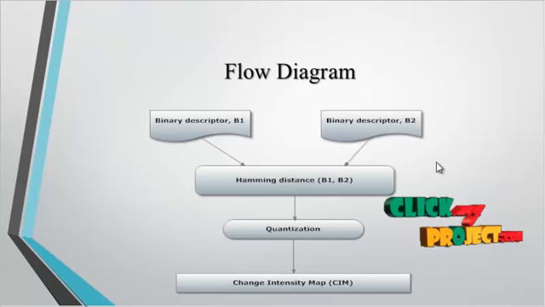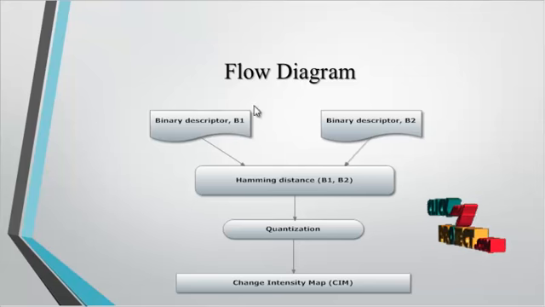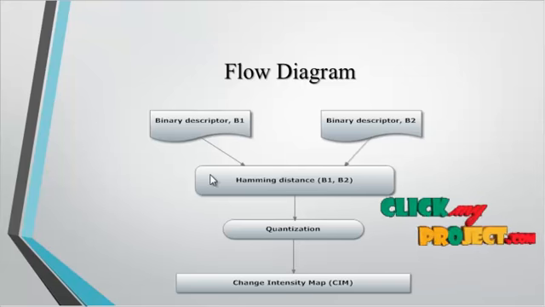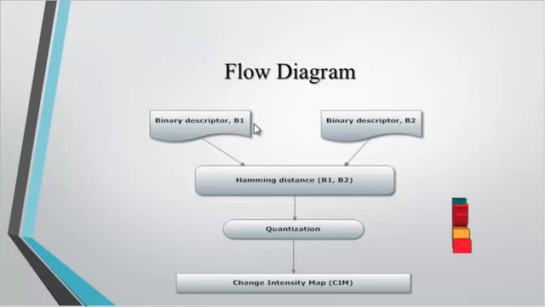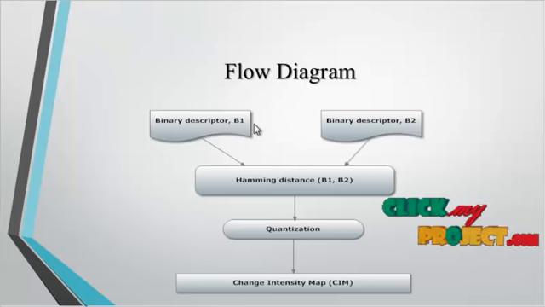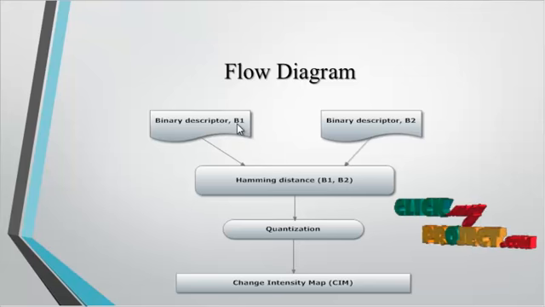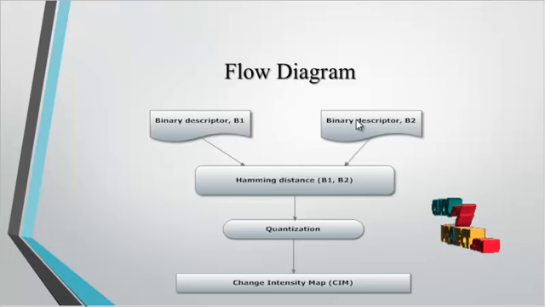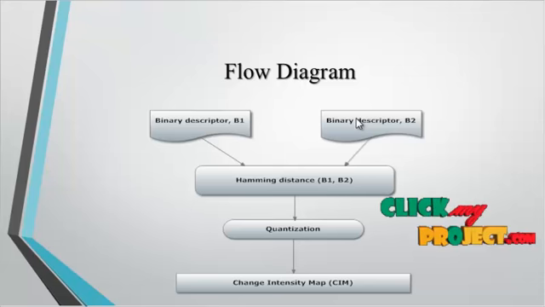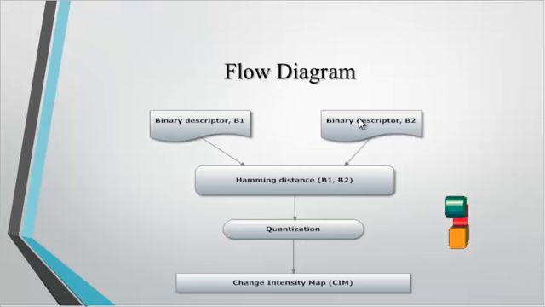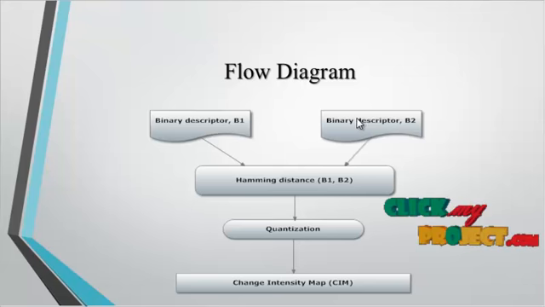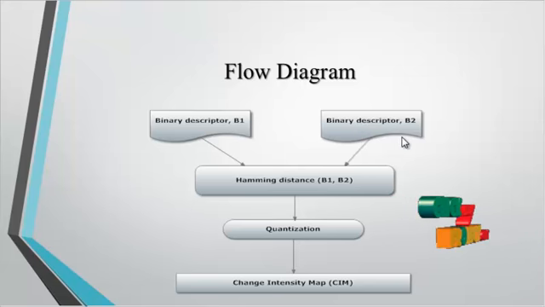Now we discuss the flow diagram for the process. This is the overall flow diagram for the process. At first, the input image is taken from the dataset. After getting the first image from the dataset, the binary descriptor B1 is created, and then the second image is also taken from the dataset. The dataset consists of satellite images, which include the changed images from an early time period. After getting the second image from the dataset, the binary descriptor is created for the second image as B2.